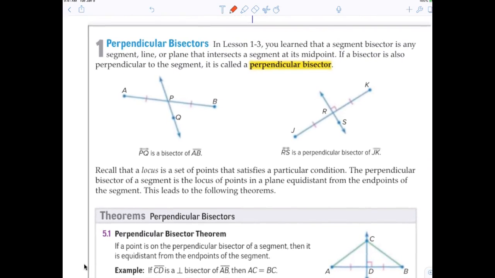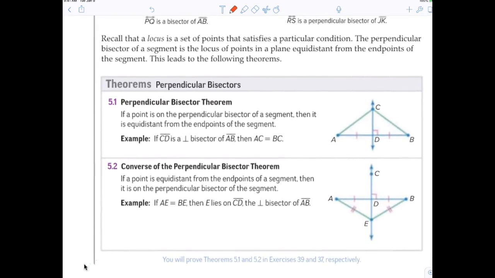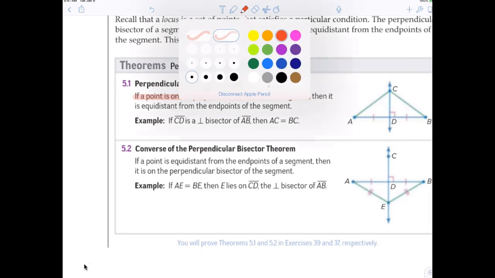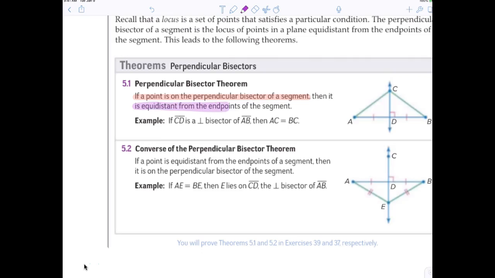No reading it. Who remembers what converse means to do? What does converse mean to do? Isn't it like the opposite? Not necessarily the opposite. All right? Now, I'm just going to put it up here, and I kind of understand what you mean. But if a point is on the perpendicular bisector of a segment, that is called the hypothesis. And then you have the conclusion. It is equidistant from the endpoints of the segment. All right? That's the hypothesis and the conclusion.